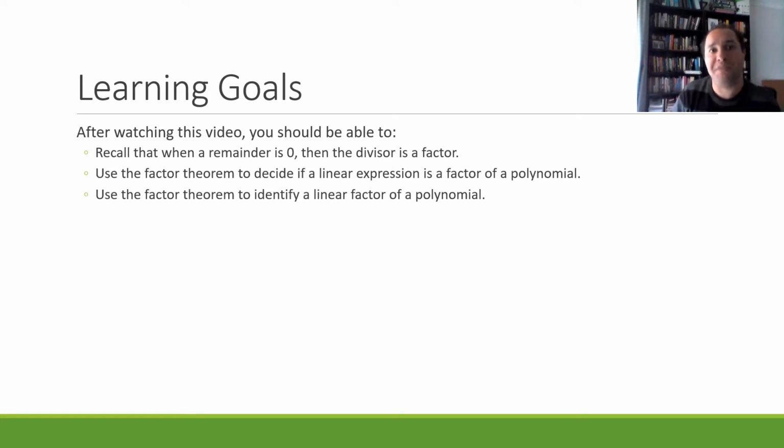After watching this video, you should be able to recall that when a remainder is 0, then the divisor is a factor of the value we started with. You should also use the factor theorem to do two things: to decide if a linear expression is a factor, and then also use that factor theorem to identify and find factors of a polynomial.